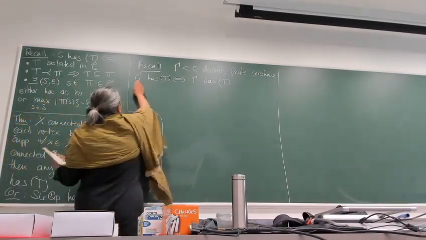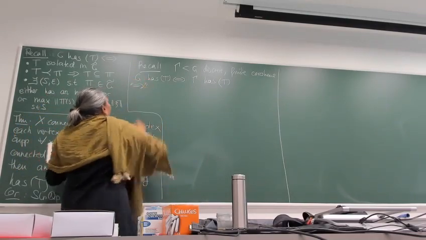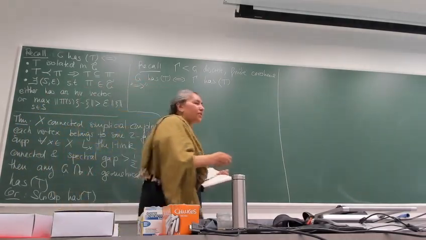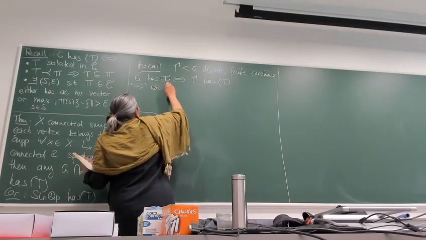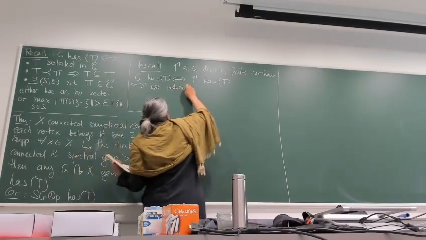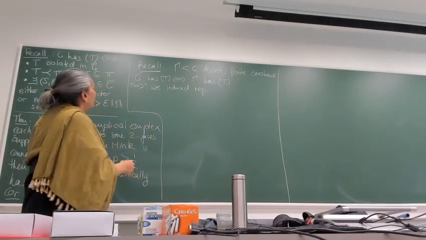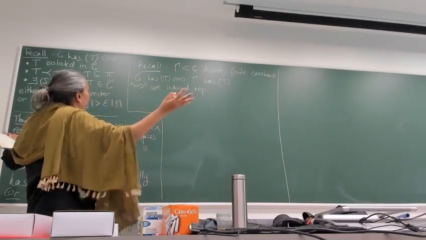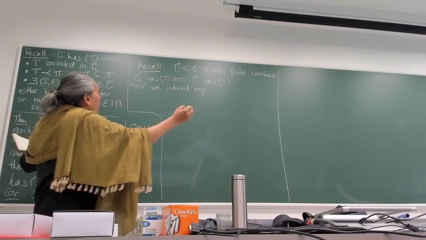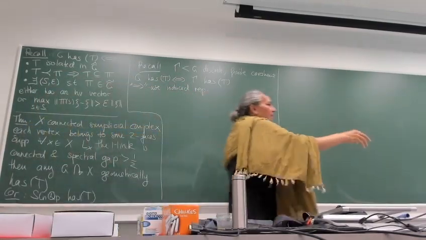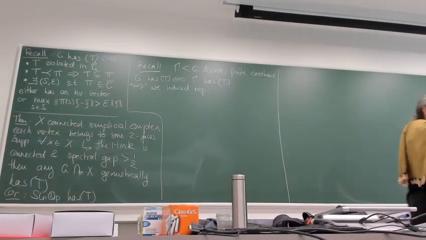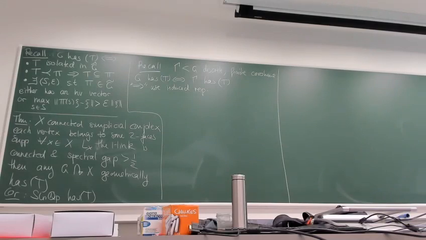So for this direction, you use the induced representation. So you assume that the big guy has T. So you take a representation of the smaller guy, induce the representation up, check that if you had an almost invariant vector here, that's really where you need finite volume.